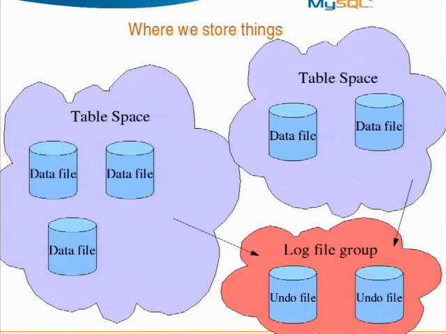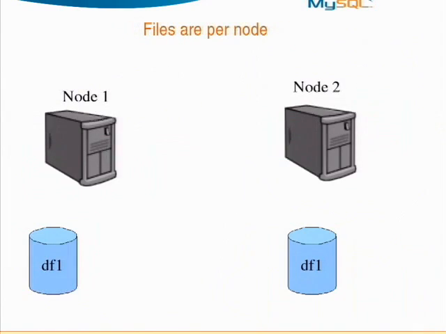Current limitation in 5.1 is we only have one log file group. In the future, we'll have it so you can have multiple log file groups, and so you can have tables in that table space on that spindle with that log file group on a different spindle, and another table space, another log file group on different spindles, and do way too much stuff for DBAs to tinker with.